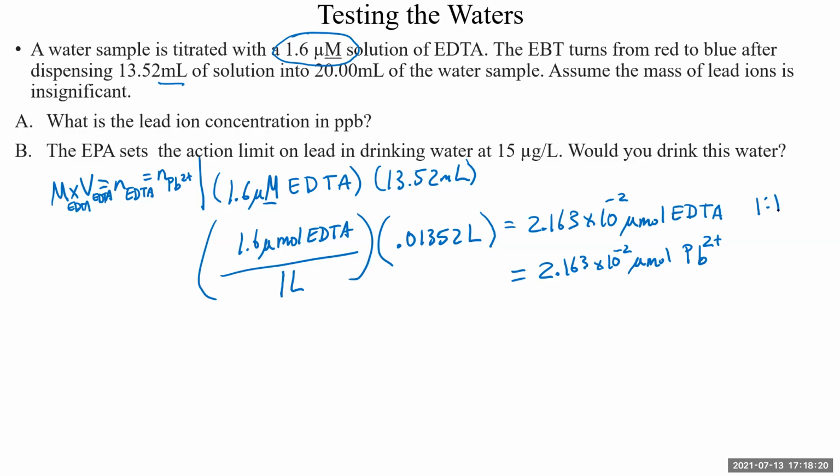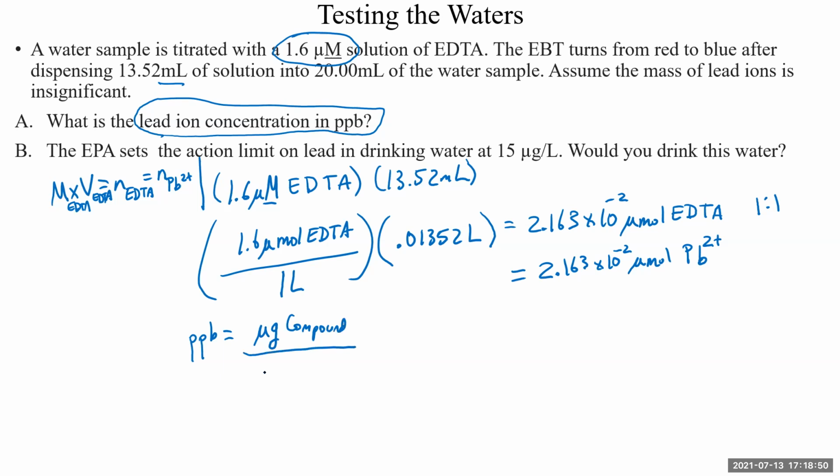We're looking for, first, question A: what is the lead ion concentration in parts per billion? Well, what is the definition of parts per billion? ppb generally equals micrograms of compound, in this case our compound is lead 2 plus, to kilograms of solution. That's one way to do it. Or you can just take grams over grams times 1 million. That's another way you can do it.